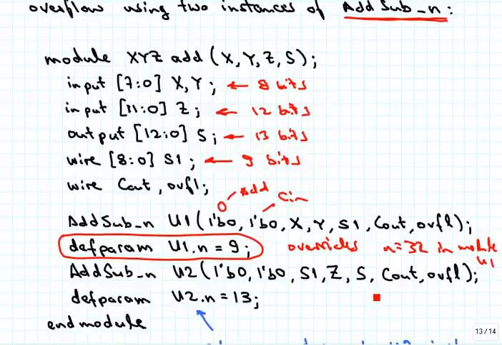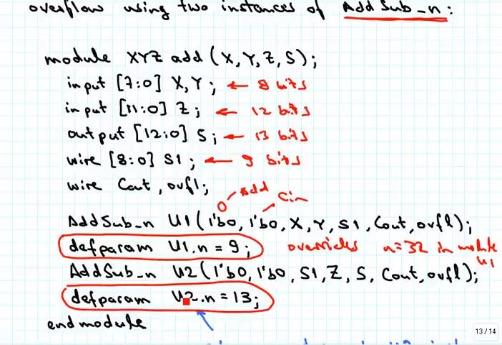And we do this by the statement here, defparam u2.n equal to 13. Okay, so that overrides again the n equal to 32 in the add sub n module.